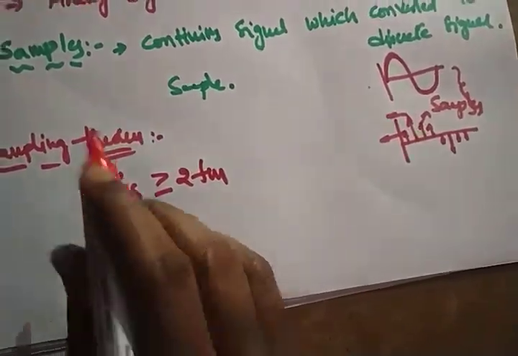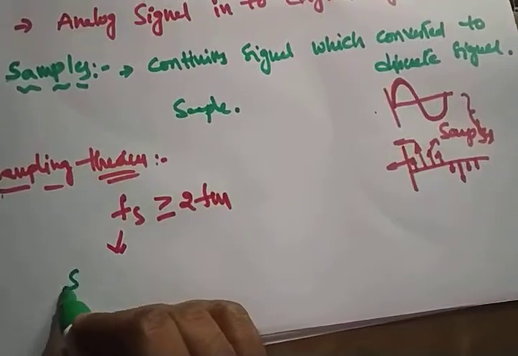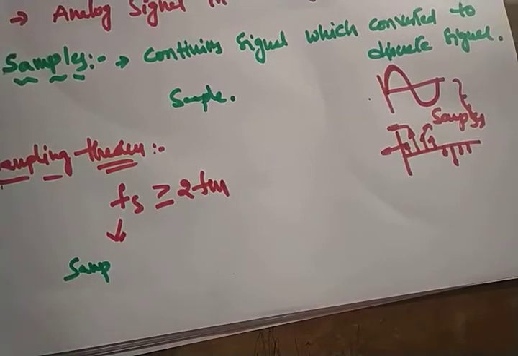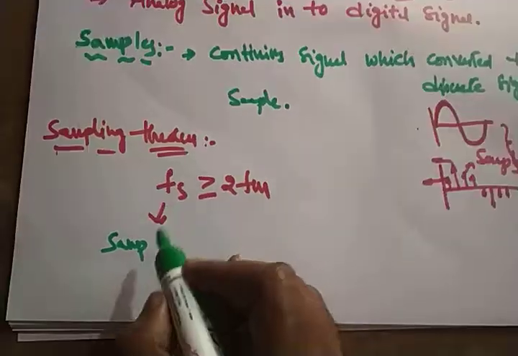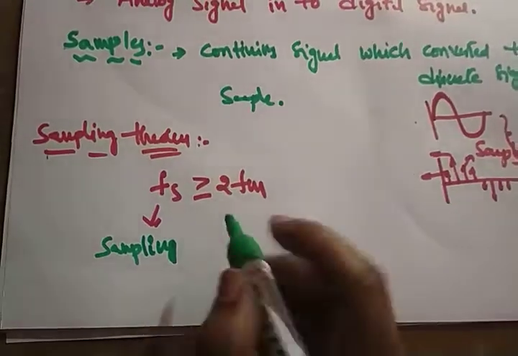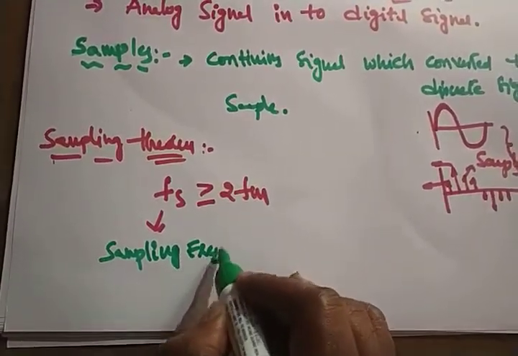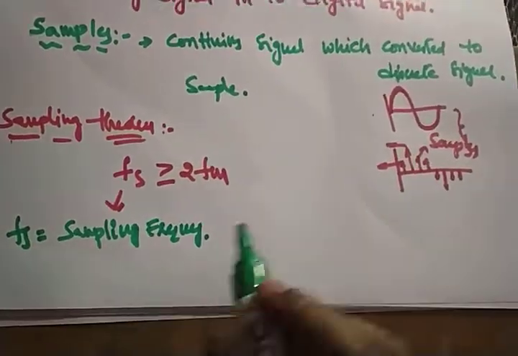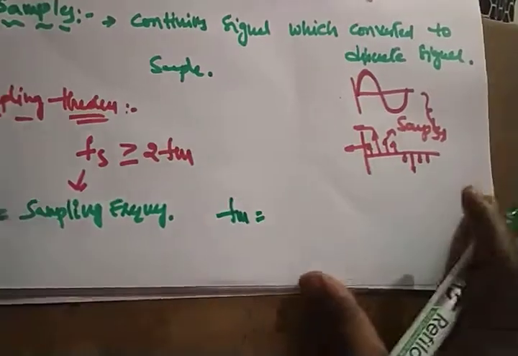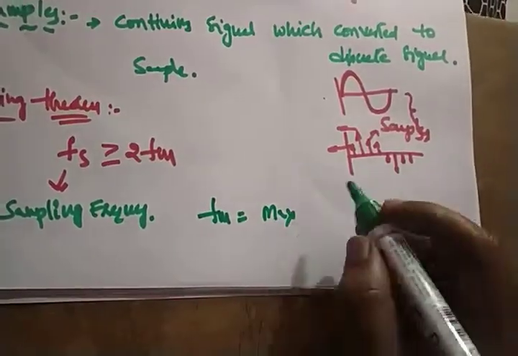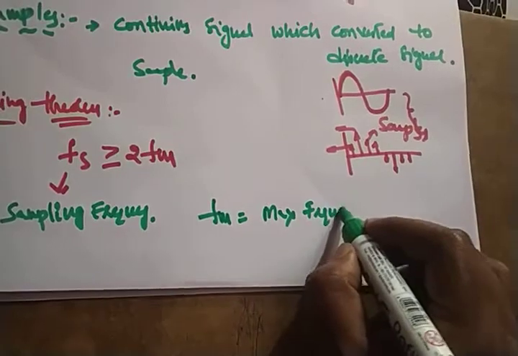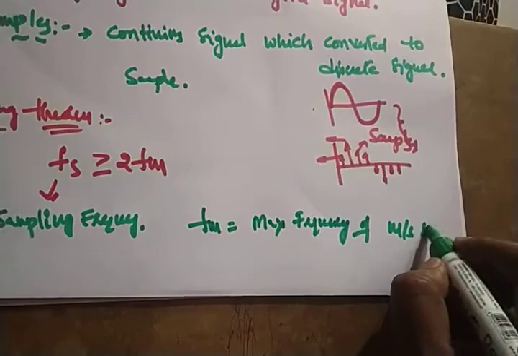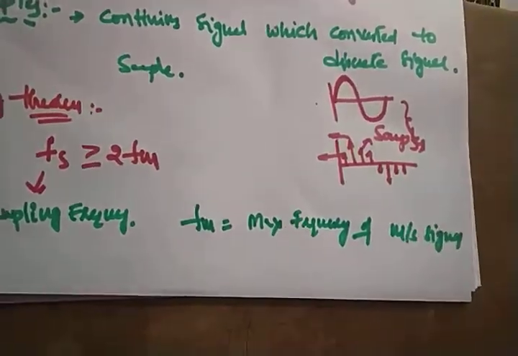So Fs we can call the sampling frequency. I'll explain the concept. Fs is nothing but the sampling frequency, and Fm is nothing but the maximum frequency of the message signal. The message signal is nothing but my input continuous signal.